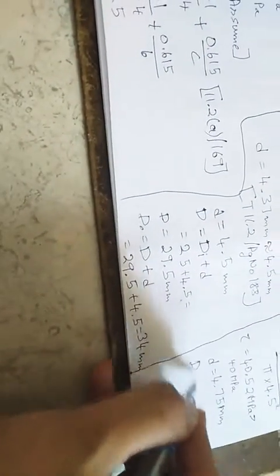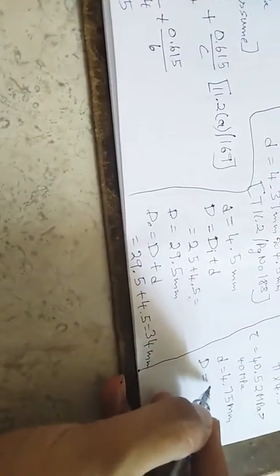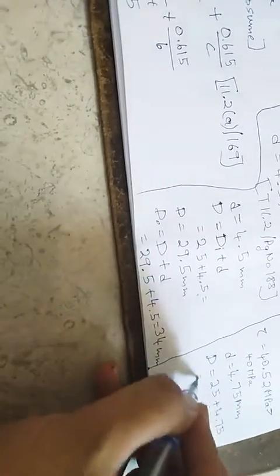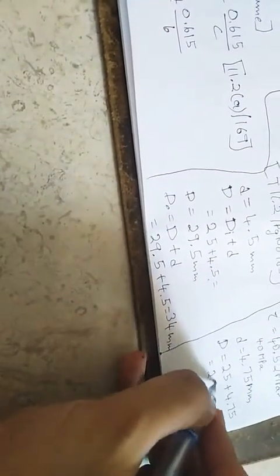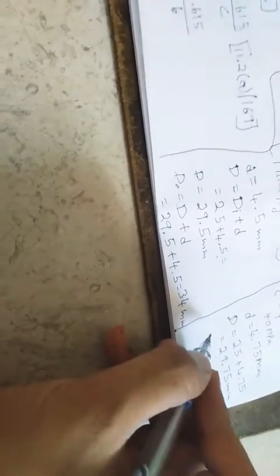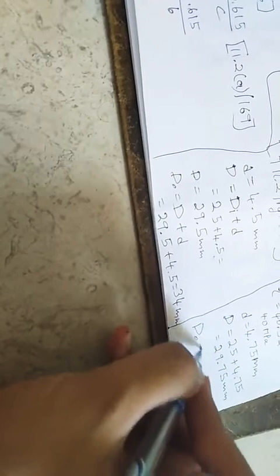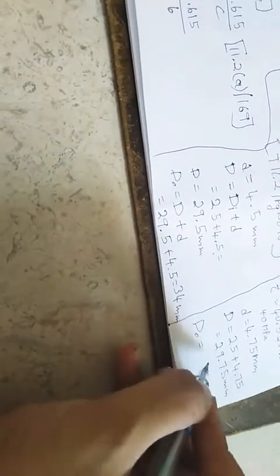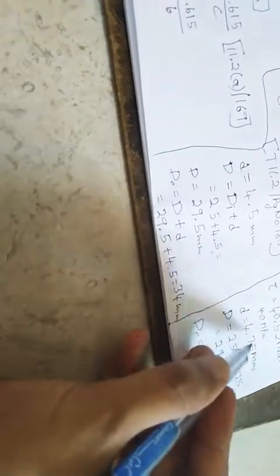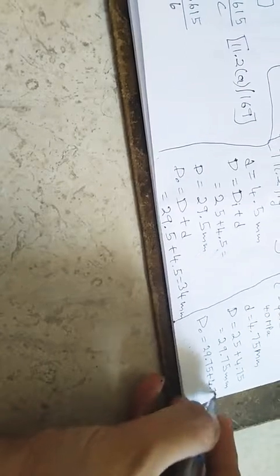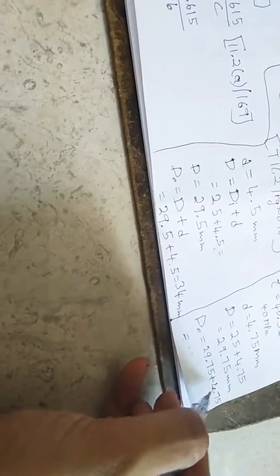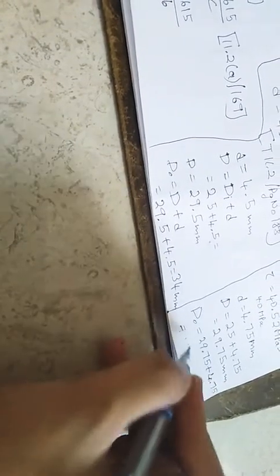We'll find the mean diameter, 25 plus 4.75. So the value of mean diameter is 29.75 mm. Outer diameter is 29.75 plus small d. Small d is 4.75. So the value is 29 plus 4, 33, plus this value, 34.5.